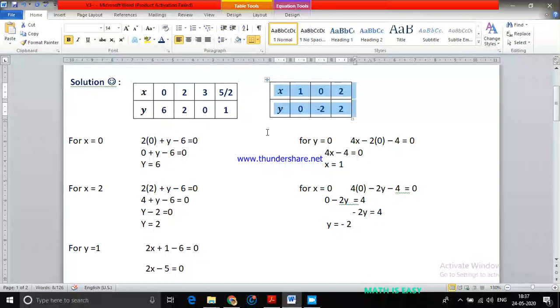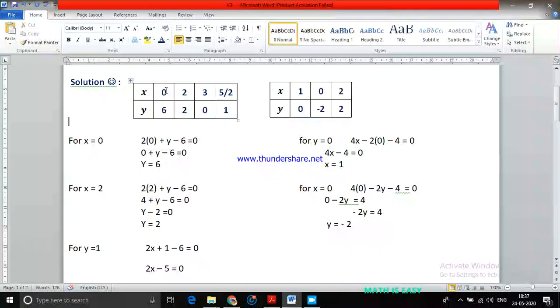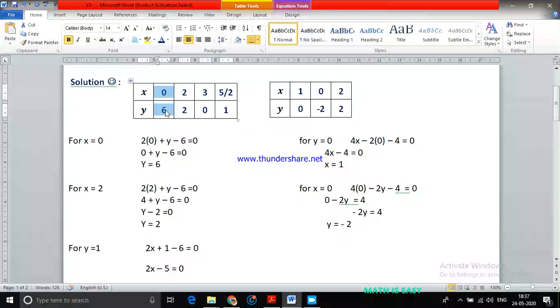Now what I have to do is, I have to represent these points on the graph. How do I say these are the points? My first point is 0, 6. X is 0, then corresponding y value is 6. So my first point will become 0, 6. My second point will become 2, 2. Third point will become 3, 0. And fourth point will become 5 by 2, 1.